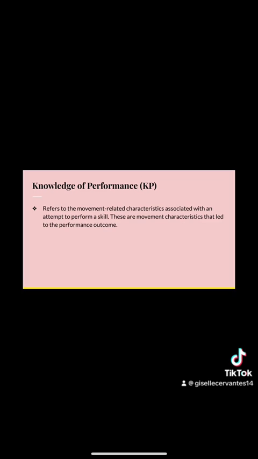Okay, so next we have knowledge of performance, also known as KP. This refers to the movement-related characteristics associated with an attempt to perform a skill. These are movement characteristics that led to the performance outcome. An example of this could be a video replay showing a person what they did while performing a skill, which is what I have right here in the image below for my example.